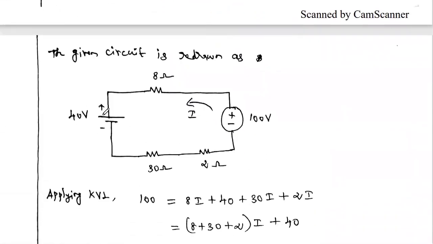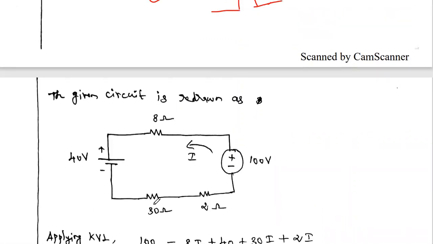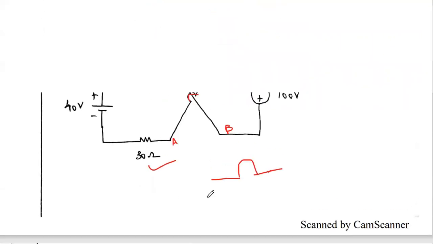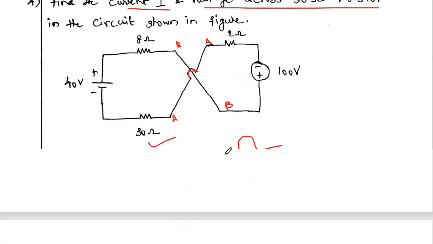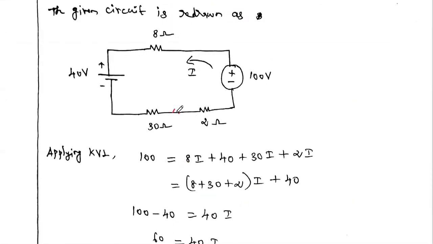So you see the 40 volt battery on top, the 8 ohm resistor, the 30 ohm resistor, and this is the point where the 30 ohm and 2 ohm are connected. So this is A, and this point is B. So the given diagram is redrawn like this. Now you see how many closed paths are available. Only one closed path. This entire diagram has only one closed path.